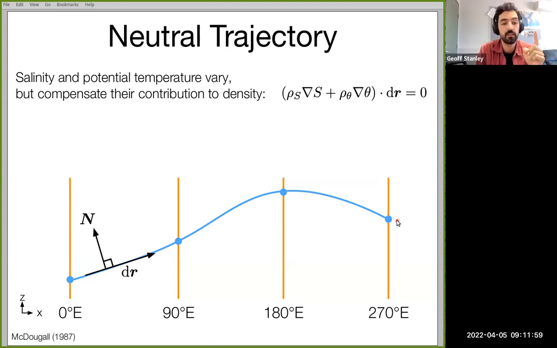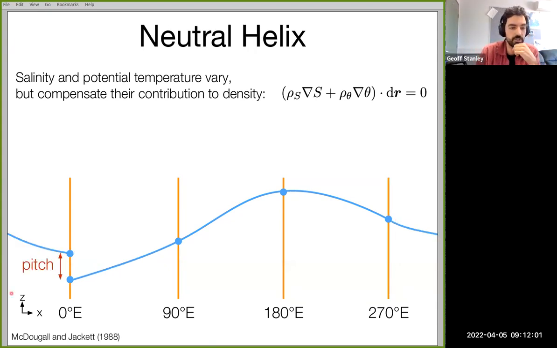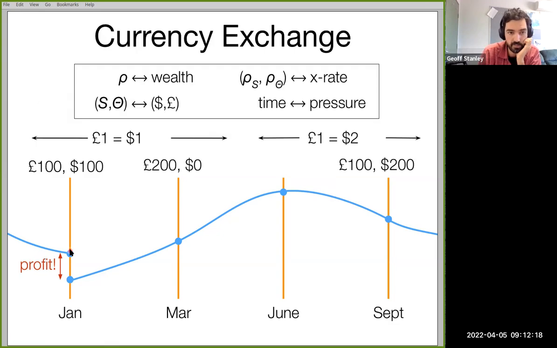The weird thing is that if you come back to your original latitude and longitude position, you'll find that you're actually some point higher or lower perhaps than where you started. So we call that a neutral helix. It's like a screw where the threads go up helically. So you can understand this actually fairly easily. It's with an analogy to currency exchange.